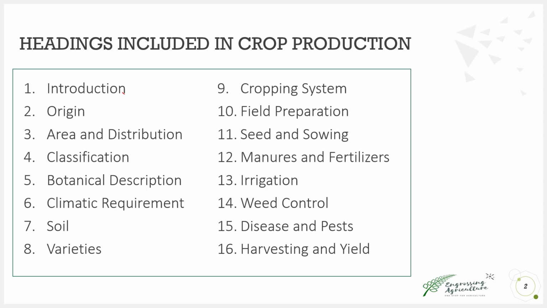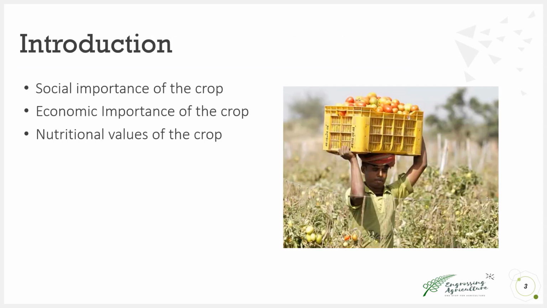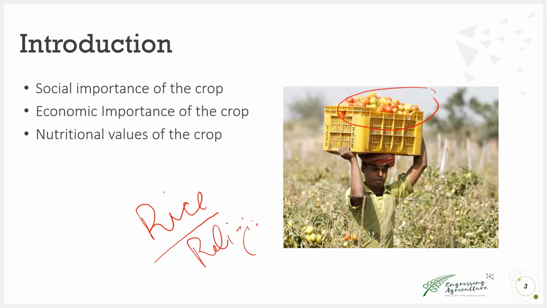Let's start with introduction. While we talk about any crop, for example, here we have tomato, which is a horticulture plant, the introduction will talk about the social importance of the crop. That means how in various day-to-day activities tomato is helpful. If we talk about rice, then how is rice socially impacting, such as ritual practices and religion, such as we use it in marriage ceremonies, and all the social importance of the crop.